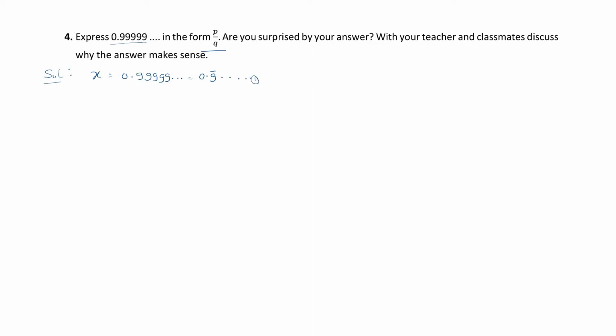Since a single digit is repeating, we will multiply by 10 on both sides of the equation. So let's multiply 10 on both sides of equation number 1.